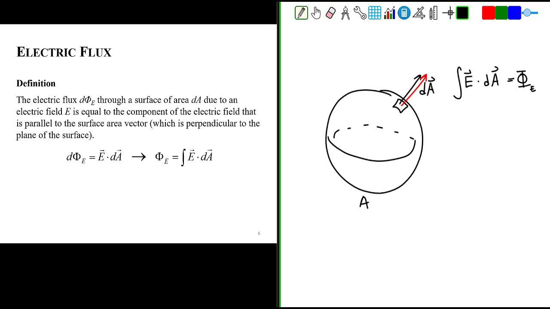So this is where we can say that the electric flux, that tiny bit of electric flux, dΦ, through a tiny surface element, dA, due to an electric field, E, is equal to the component of the electric field that is parallel to the surface vector. In other words, that's where the dot product comes in.